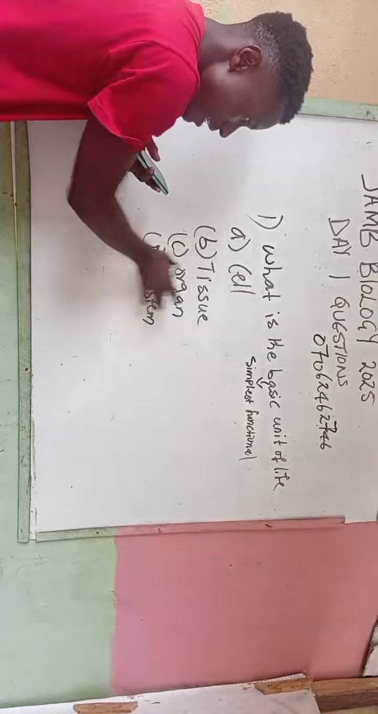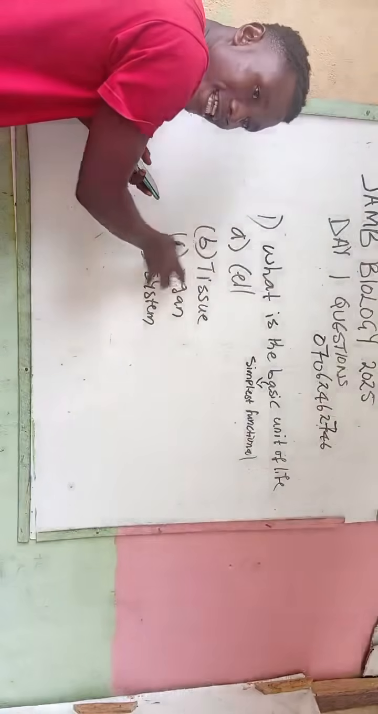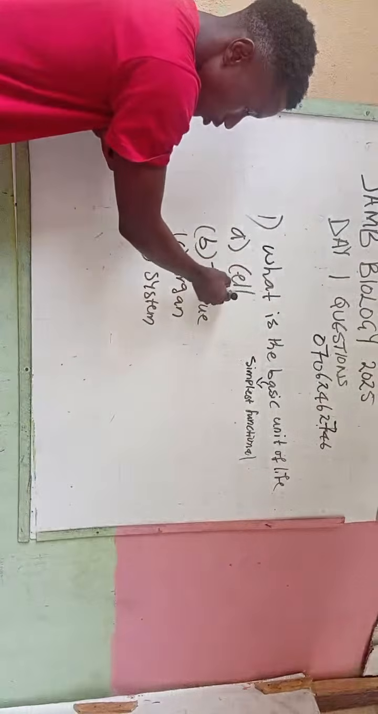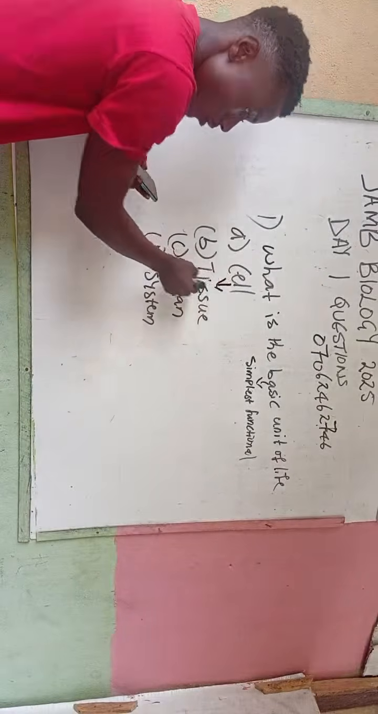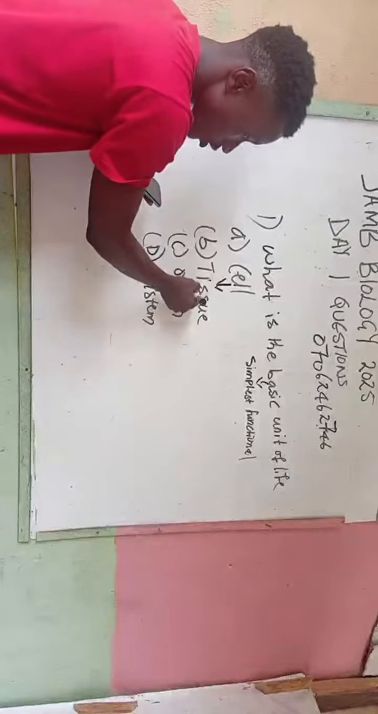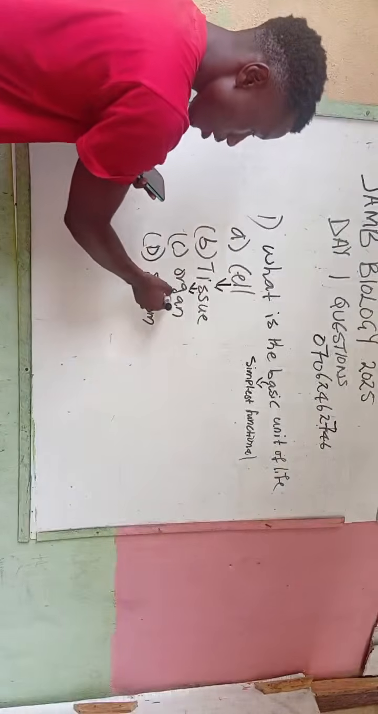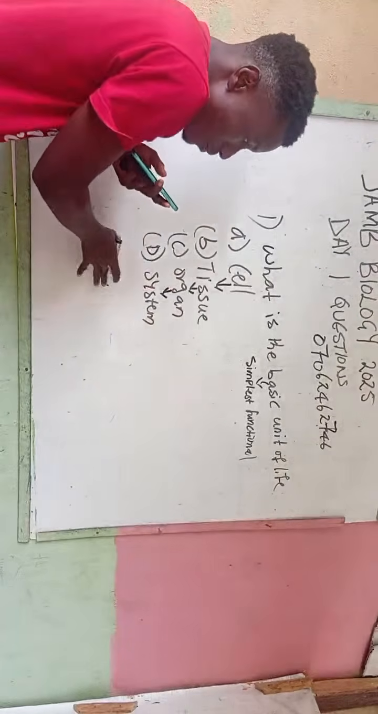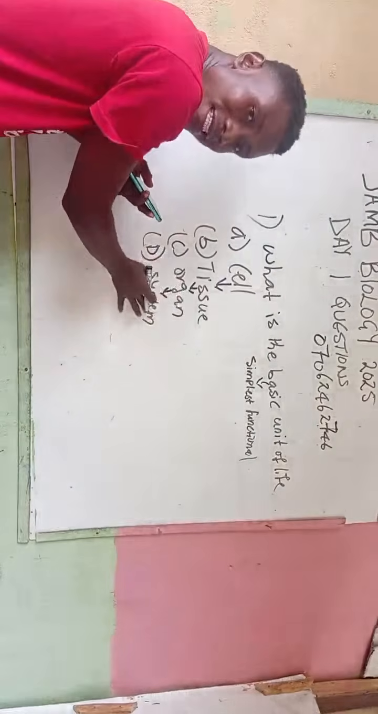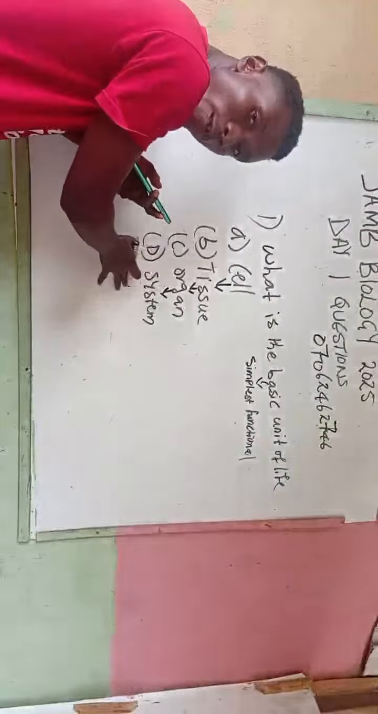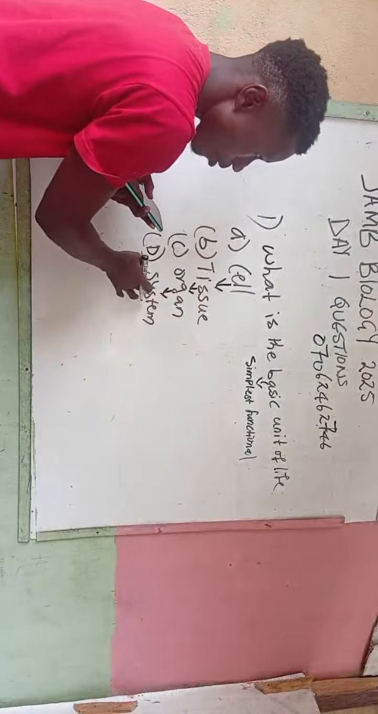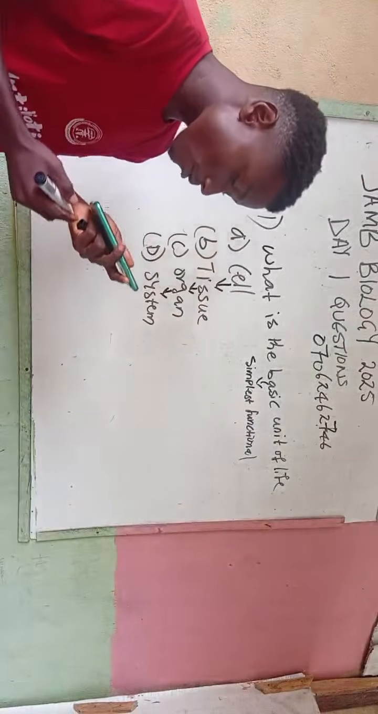So what you can see here is known as the cell organization of life, which runs from the cell to the tissue, from the tissue to the organ, and from the organ to the system. In some textbooks, you see things like organ system and system. But for the purpose of JAMB, you will only see cell, tissue, organ, and system. This is the first question.